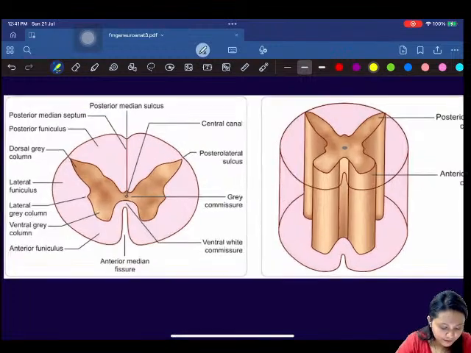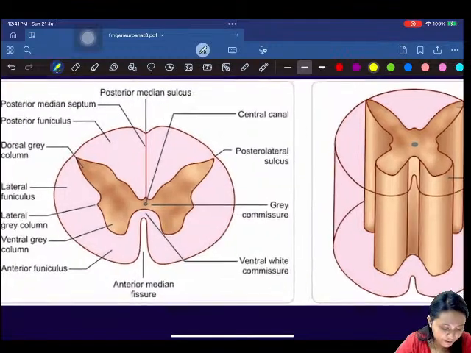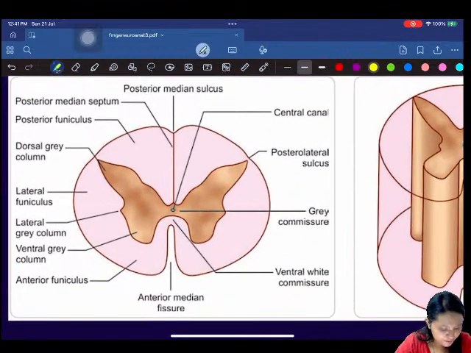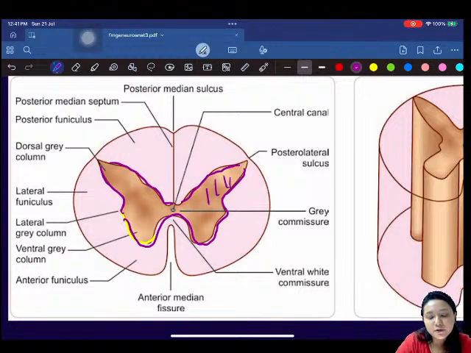Now you know that this is the spinal cord. What can you see in the spinal cord? You can see a butterfly-shaped gray matter. You know that the spinal cord is opposite to the brain, so the white matter will be outside and the gray matter will be inside. The outer areas are white matter.